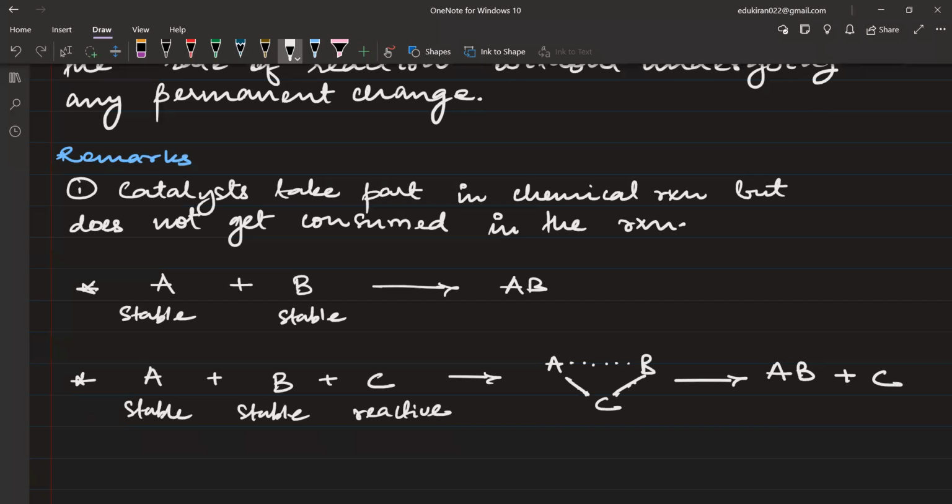the C leaves as it is. So you can see that in the reactant we have C, and in the product we also have C as it is. But temporarily inside the reaction it formed this, the activated complex, the transition state. So with a catalyst, as you can see, it is a completely new reaction. Now the complete mechanism has also changed, right? So it gives an alternate path for the reaction.